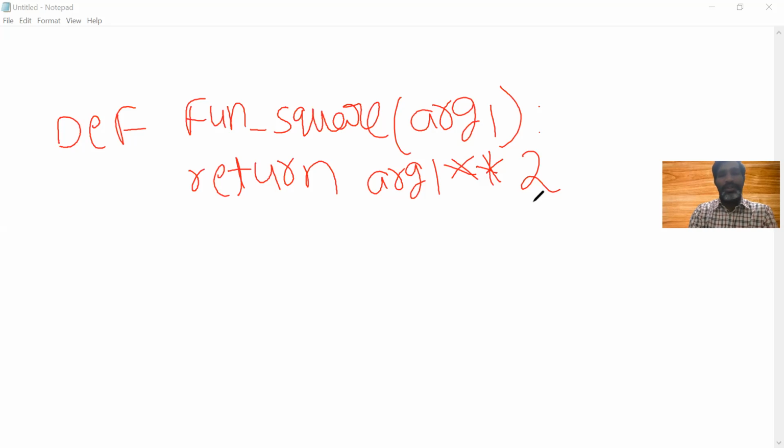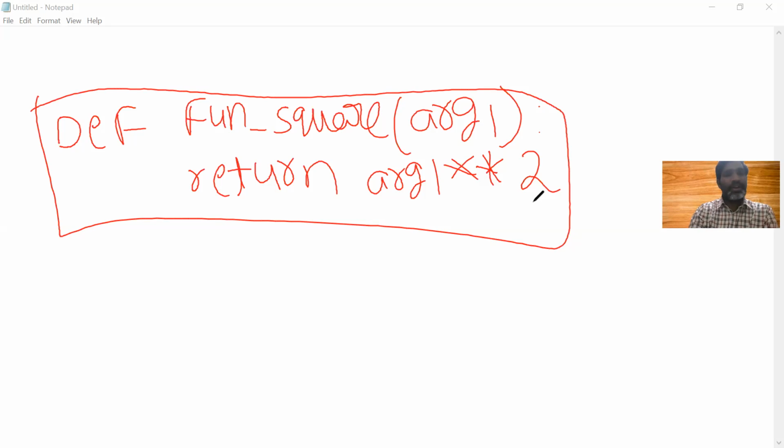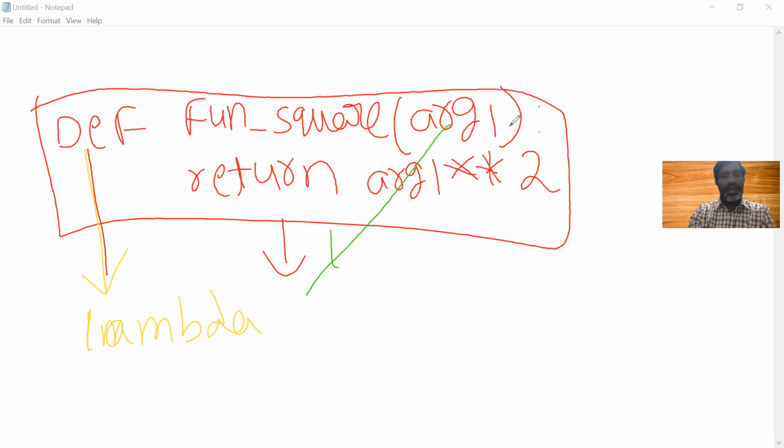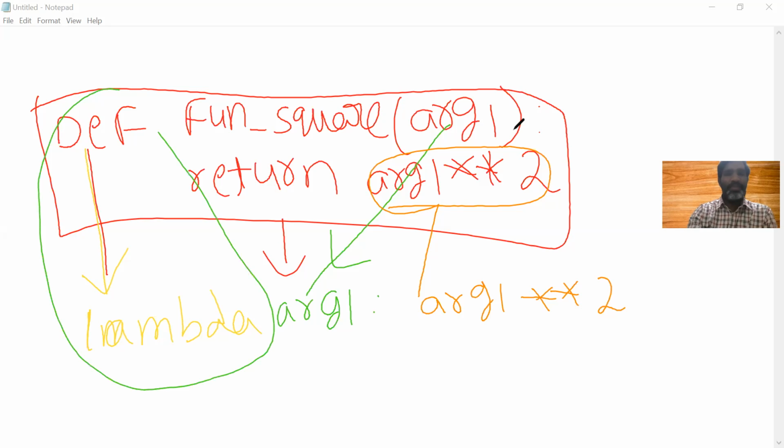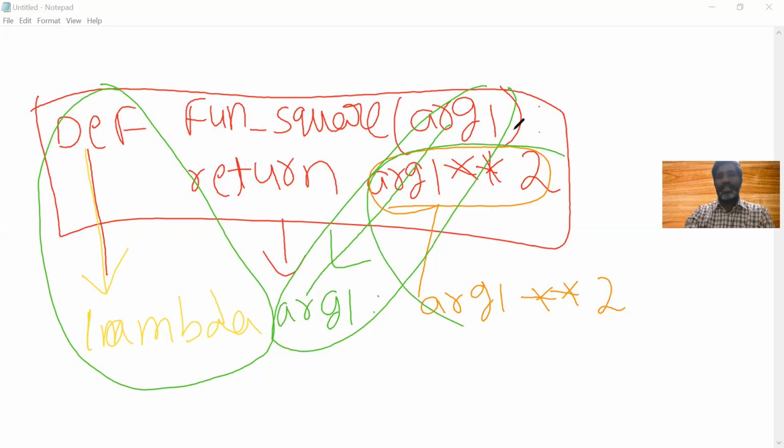Now, equivalent to this, we can write it in Lambda. How we can write it is, in place of the definition, we take Lambda. And in place of the arguments, as it is, we take the arguments only. Then the expression, whatever we have, as it is, we take the expression also. So in the place of the def, we took Lambda. In the place of argument 1, as it is argument 1. In the place of expression, as it is expression.